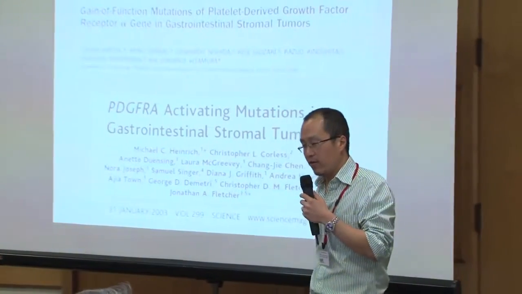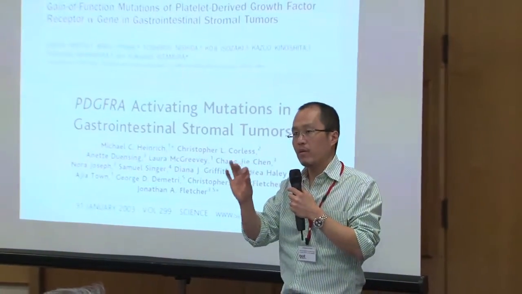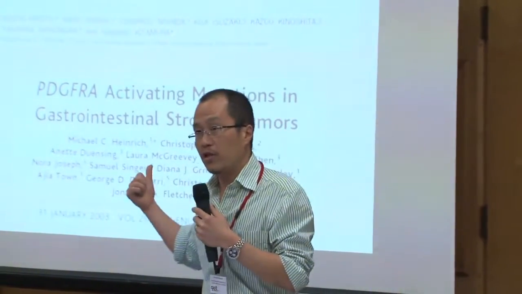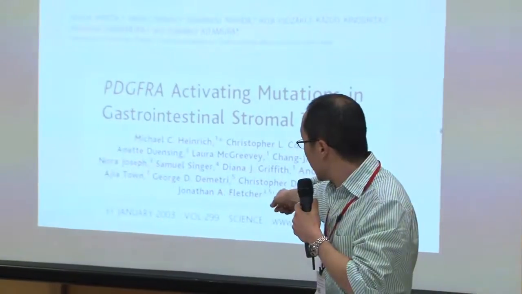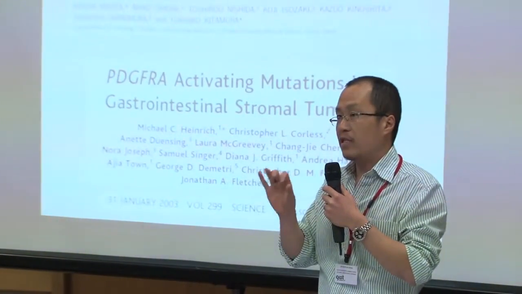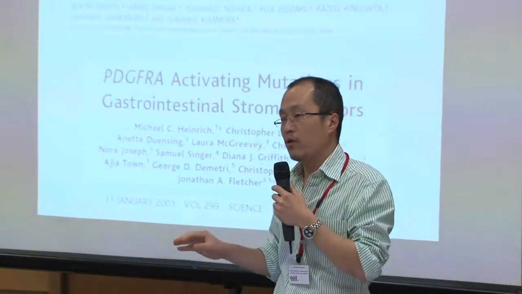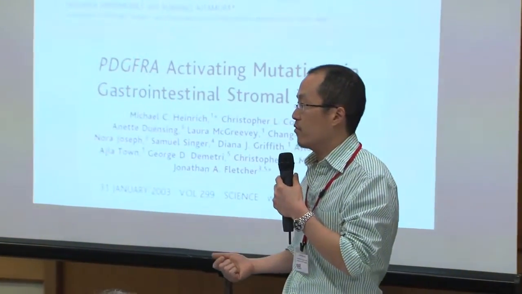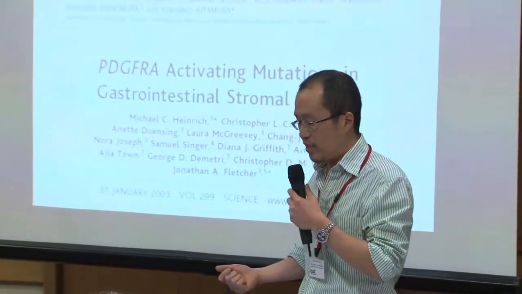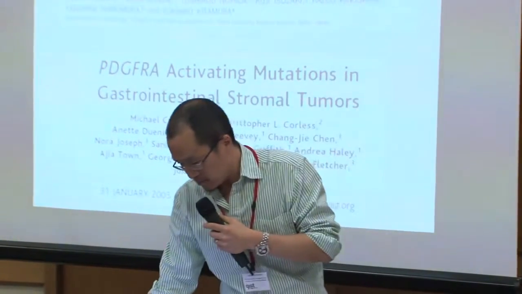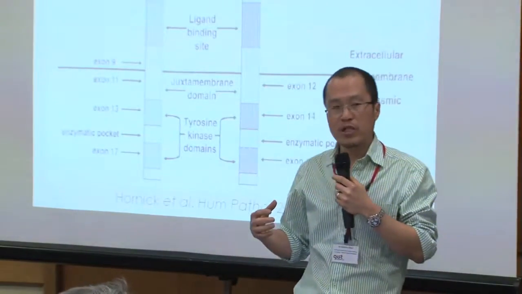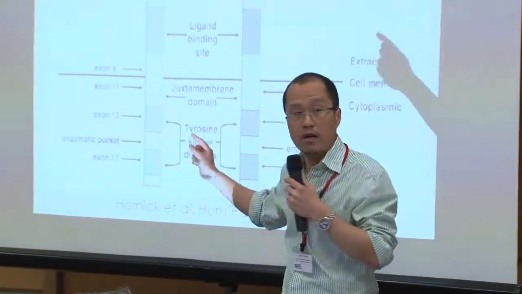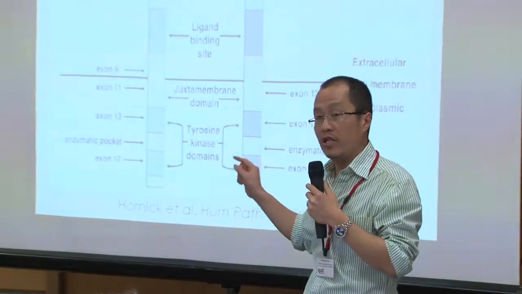Anyway, in 2003, we started filling in that gap. Those GISTs which don't contain KIT mutations, because again, Hirota, but this time some Americans, again, in Science, showed that a proportion of these KIT non-mutated GISTs show mutations in this other gene, called platelet-derived growth factor receptor alpha. It's alpha, PDGFRA. And this essentially brings us up to date with what we know about tyrosine kinase mutations in GISTs, which are what these two proteins are.